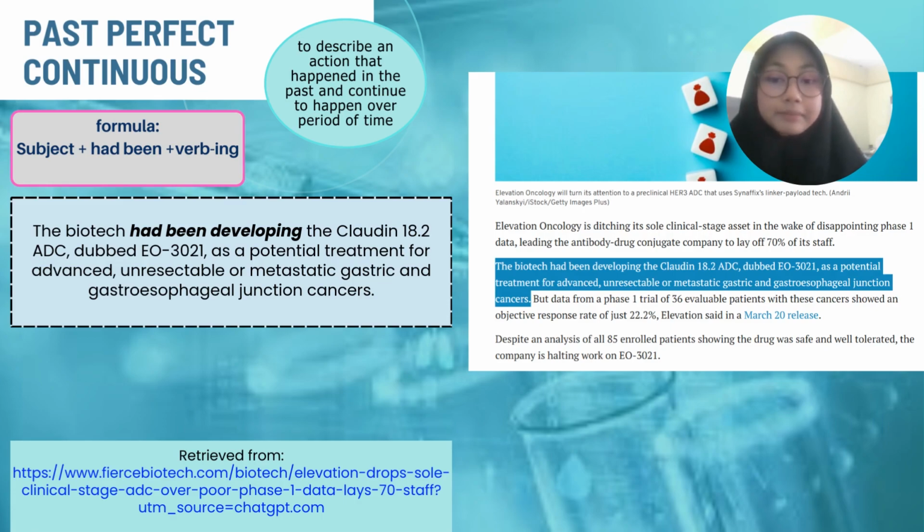The biotech had been developing the Claudin 18.2 ADC, dubbed EO3021, as a potential treatment for advanced unresectable or metastatic gastric and gastroesophageal junction cancers. Okay, in this sentence, "had been developing" shows that the action happened in the past and continued to happen over a period of time.